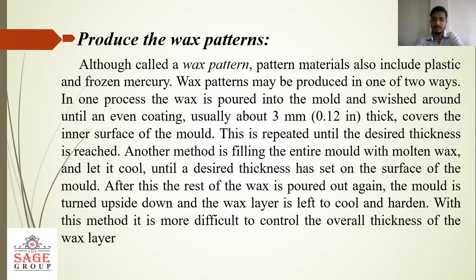Another method is filling the entire mold with molten wax and letting it cool until the desired thickness has set on the surface of the mold. After this, the rest of the wax is poured out again. The mold is turned upside down and the wax layer is left to cool and harden. With this method, it is more difficult to control the overall thickness of the wax layer. So this is the third step.